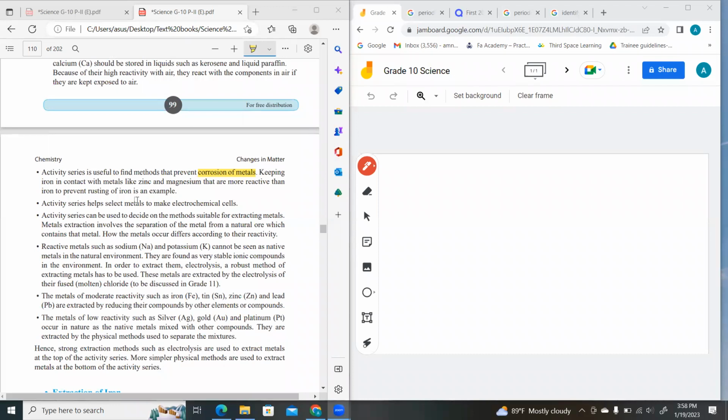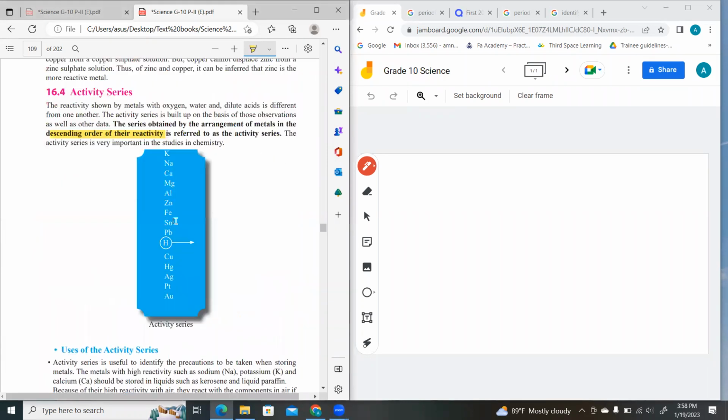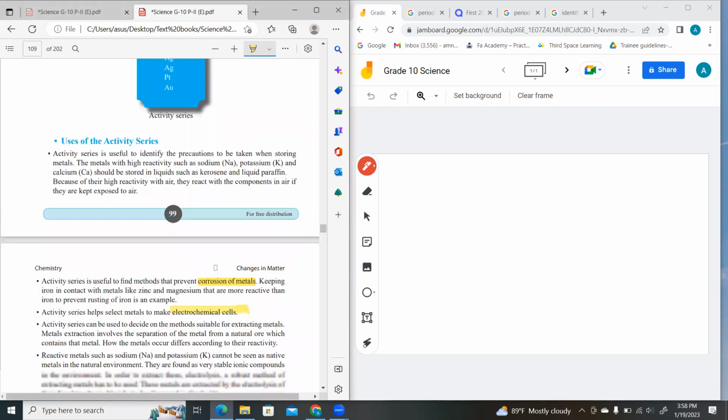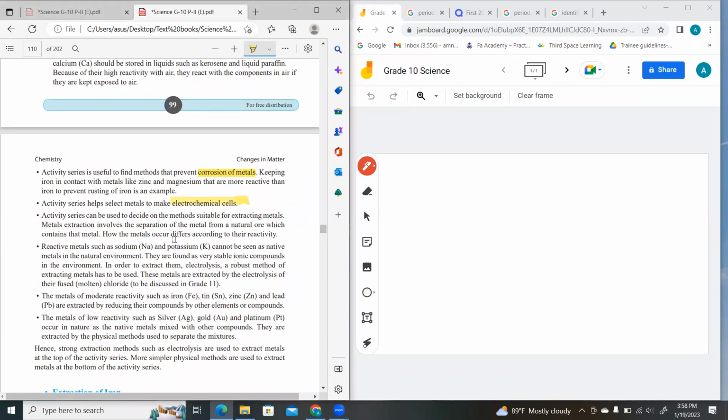Next one, help select metals to make electrochemical cells. What type of metals I should decide for electrochemical cells? So that it is important. You know, electrochemical cells should have two metals which is different in reactivity. So for that we need activity series. Next thing is, activity series can be used to decide the method suitable for extracting metals.